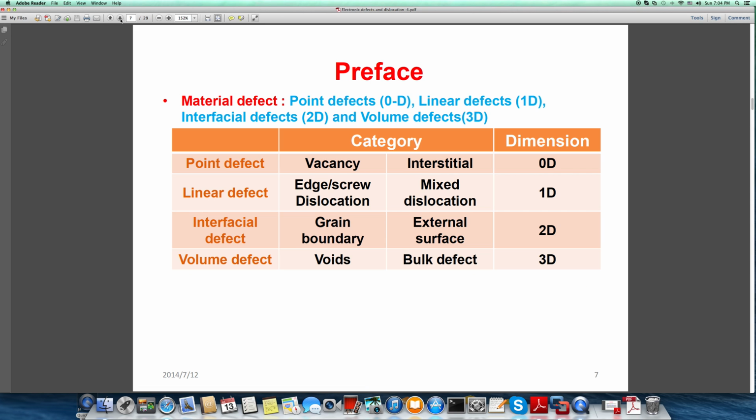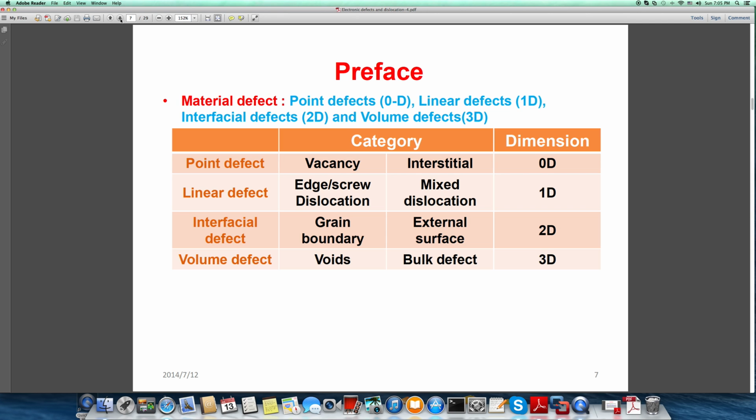Let's think about the material defect again. Here we study point defects, which are 0 dimension, the linear defects, which are 1 dimension, the interfacial defects, which are 2 dimension, and volume defects. For point defects we have vacancy and interstitial. The dimension is 0 dimension.